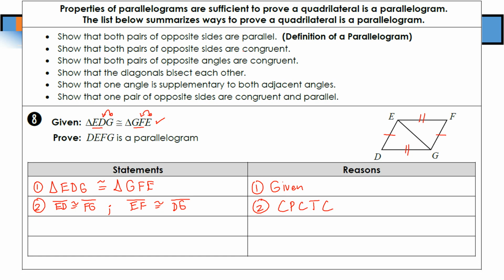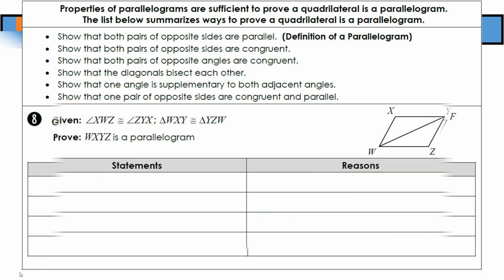We have to determine which one of our parallelogram properties this is fulfilling. We have shown that both pairs of opposite sides are congruent. So we've done that. We can say then that DEFG is a parallelogram, specifically because opposite sides of a parallelogram are congruent. All right, let's move on to example 9.